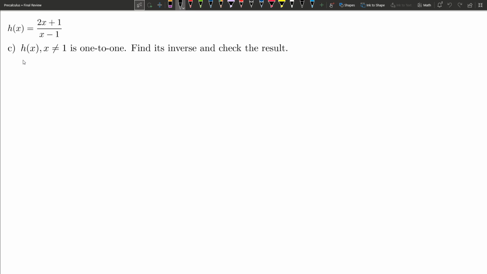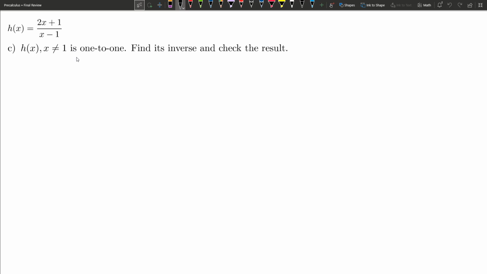In this video, we're going to see how to find the inverse of a function that looks like this and check to see if the inverse actually is an inverse or not. Now, the first thing they tell us is that x is not equal to 1, and that's because if x was equal to 1, then you'd be dividing by 0, and we can't do that.